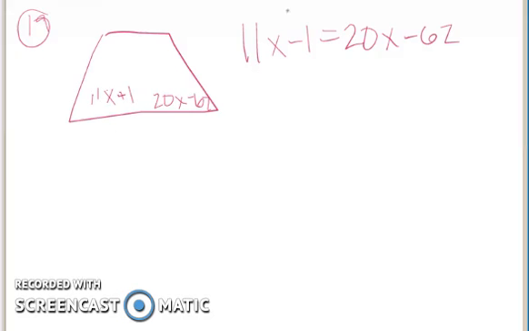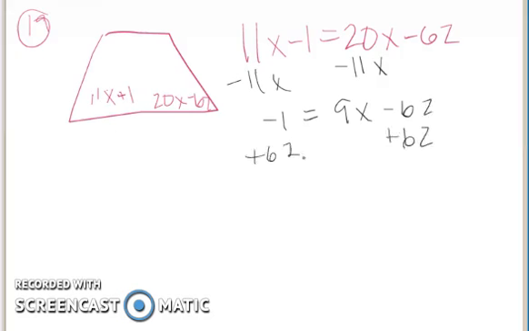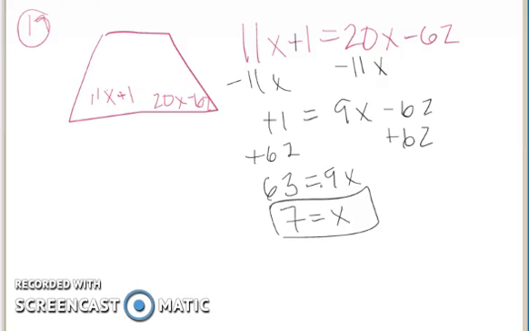Okay, and so we'll move the 11x over. That's a plus 1, right? Keep doing that wrong. So I get 63 equals 9x, so x is going to equal 7. So it asked me for x. Then it asked me to find R and A. Well, I got to plug 7 back in here.